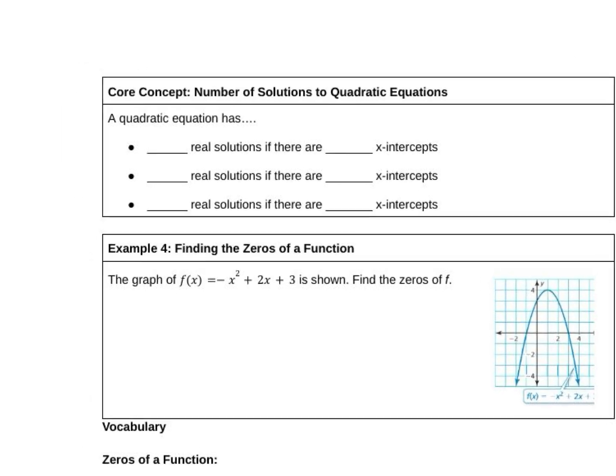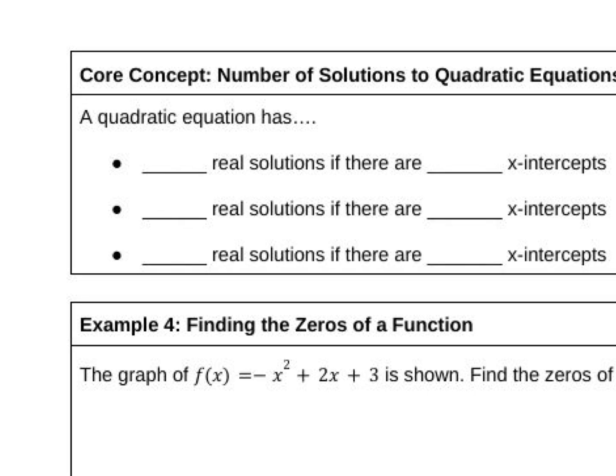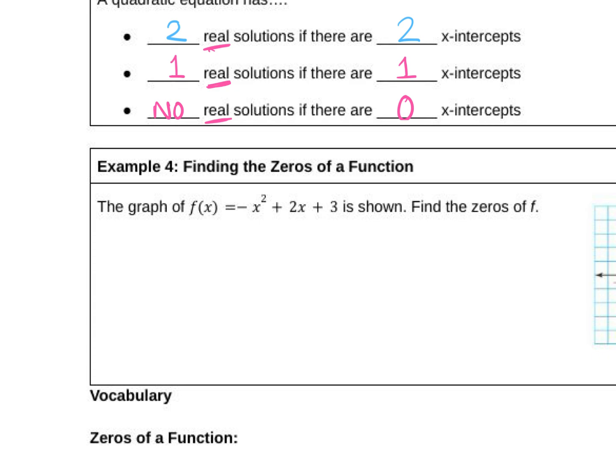So this last part, we're just kind of summarizing it. A quadratic equation has 2 real solutions if there are 2 x-intercepts. How many real solutions are there if there's 1 x-intercept, friends? 1. It has 1 real solution if there is 1 x-intercept. It has no real solutions if there are 0 or no x-intercepts. So wherever it crosses correlates to the real solutions. There are imaginary solutions, my friends. We will see that.